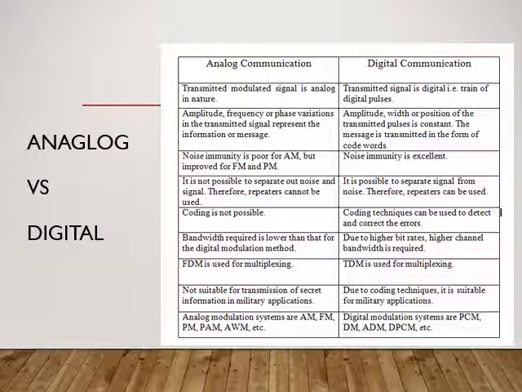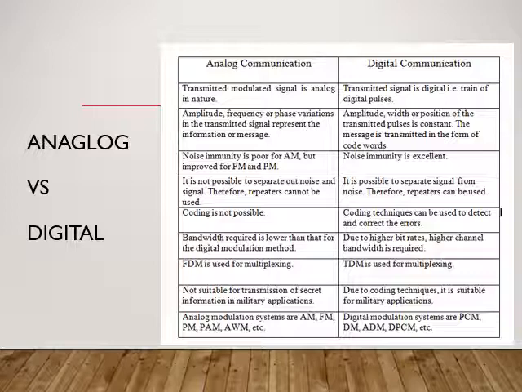Analog communication coding is not possible. Coding means programming. But in digital communication programming is possible. In analog, bandwidth required is lower than the digital modulation method. Due to higher bit rates, higher channel bandwidth is required in digital. FDM is used for multiplexing, that is frequency division multiplexing, for analog communication. Time division multiplexing is for digital communication.